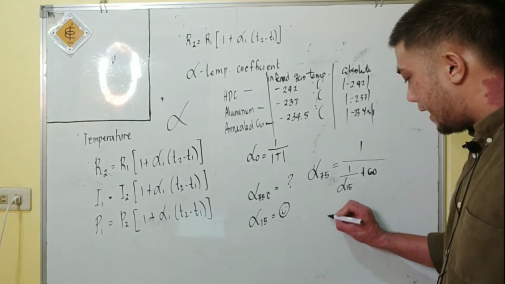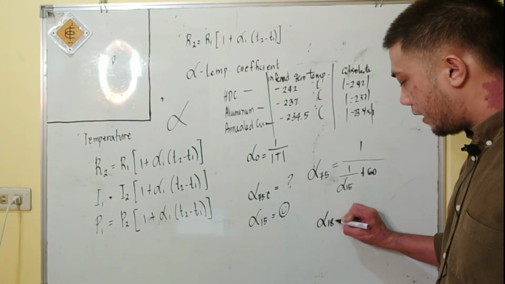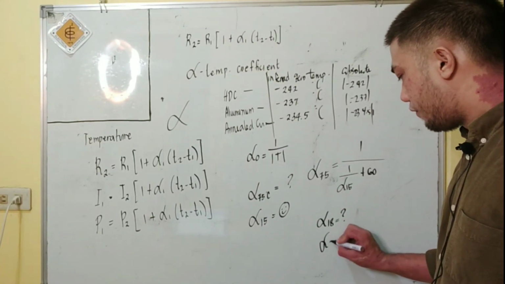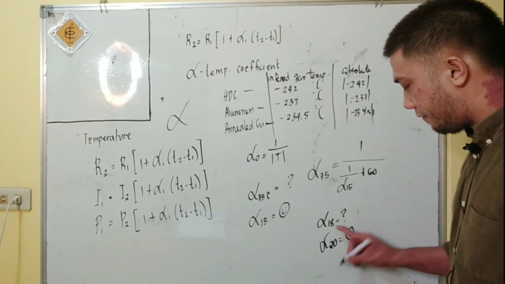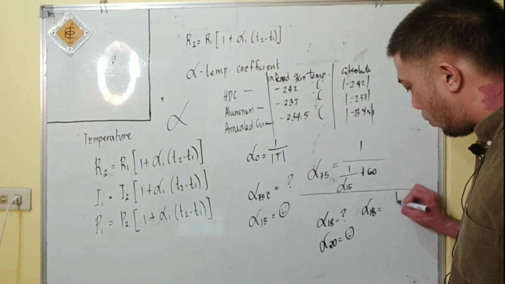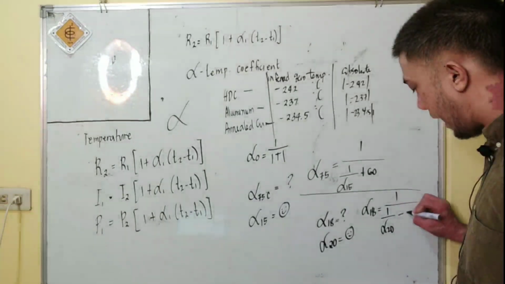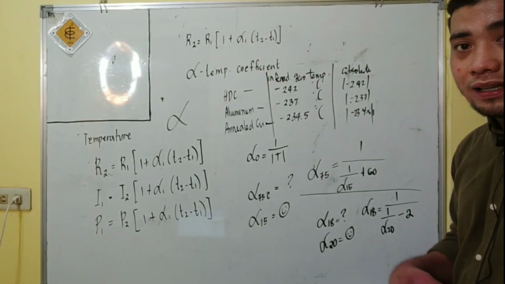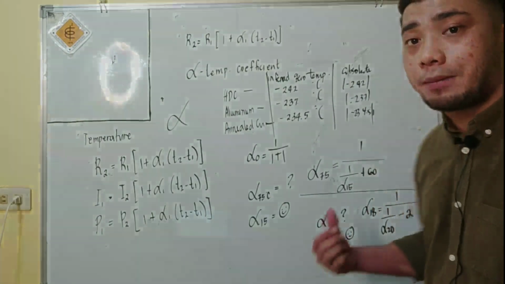Another example, let's say we want to get alpha at 18 degrees Celsius, but we are given 20 degrees Celsius. So in this case, we want to get alpha at 18. Therefore, alpha at 18 is equal to 1 over alpha 20. This time, we're going to subtract 2 from 20 to make it 18. Understood? Okay. I'm going to give examples about this.